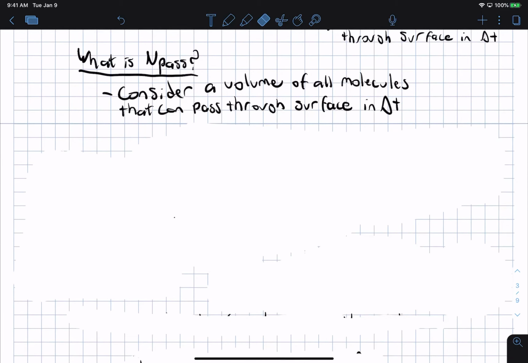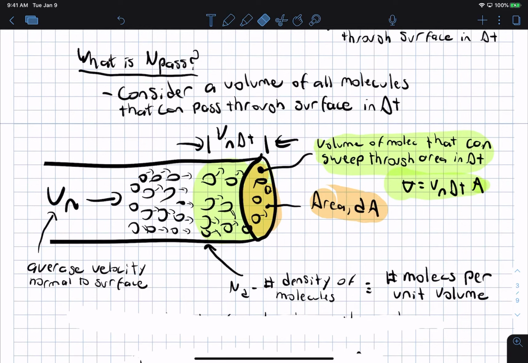So I'm going to redraw the pipe here. So here we have a pipe. This is our small surface dA, and we are going to advance the flow for time delta t, and we're going to count up the number of molecules that are basically passing through the surface. And so the average normal component of the velocity of each molecule, I'm just going to define to be Vn. Okay. And this area here in orange is dA.